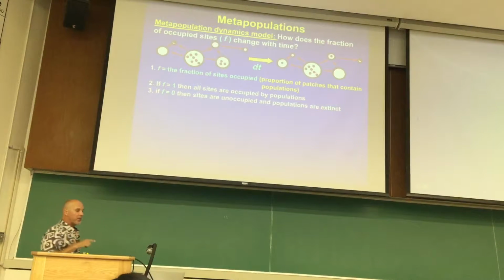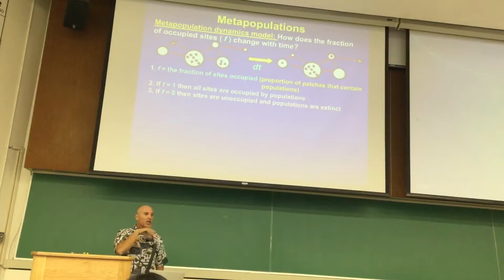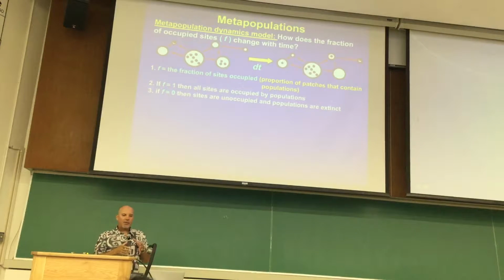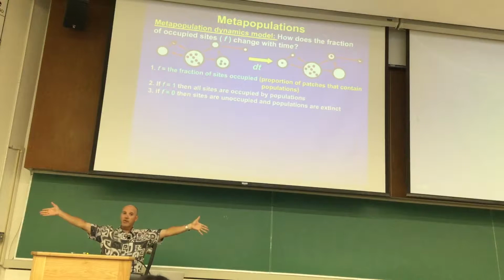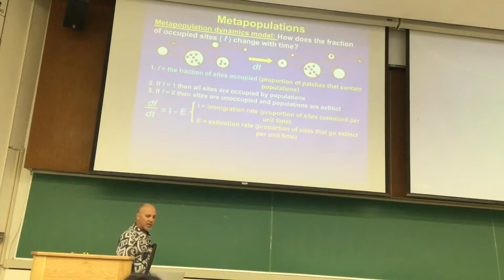F is symbolically representing the fraction of sites that are occupied in this first graphic here. It's the proportion of those individual habitat patches that contain a population. If F is 1, that means that all of those sites are completely filled up. If F is 0, that means none of them are filled up. They're all empty. Everything in them is extinct.